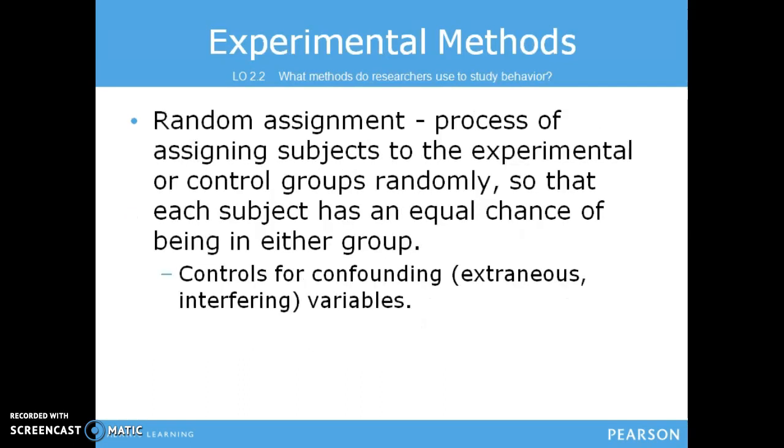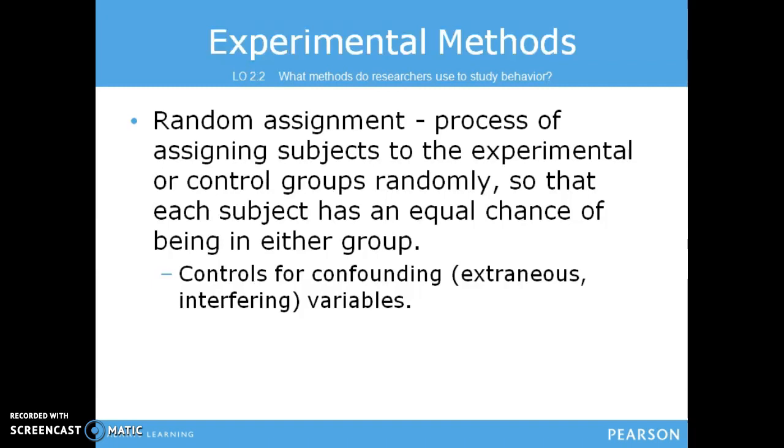Now, random assignment. This is very crucial to an experiment. You must randomly assign people to either the experimental group or the control group. This helps control bias, minimizes it, and also controls for confounding variables. So when we say confounding, we mean extraneous, interfering, other variables that might be causing happiness.